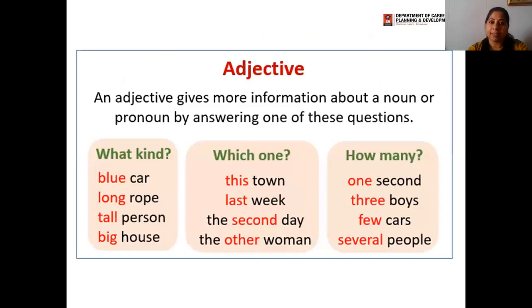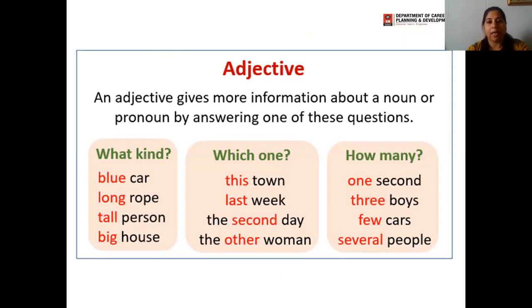So what is an adjective? An adjective is a word which gives additional information about a noun or pronoun. Examples are given here. What can the additional information be? It can be about the kind of noun or pronoun, like blue car, long rope, tall person, big house. So we are telling about the different nouns like car, rope, person, and house, and what kind of noun they are, like blue car. So we are telling about the quality of the car.